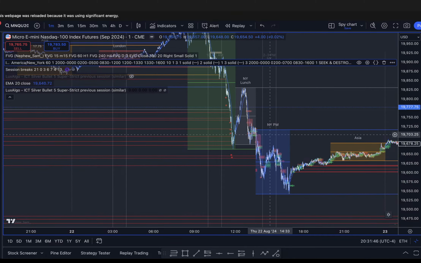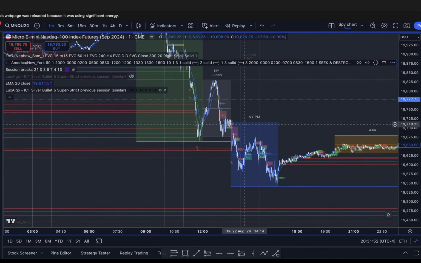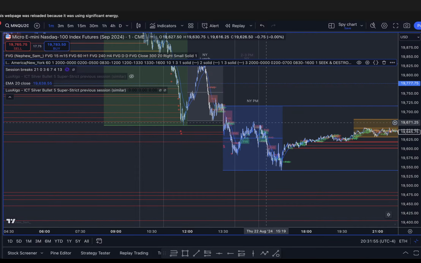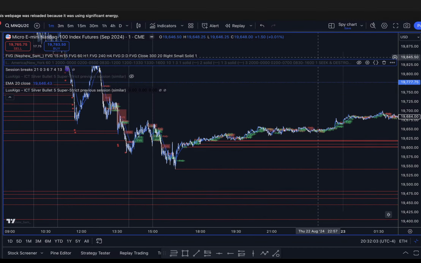And then it shows you your lunch liquidity for if you trade the ICT lunch setup. It shows you the PM for the silver bullet and the PM. It shows you Asian overnight ones. So that's ICT sessions. You can also use the ICT kill zones, same thing.